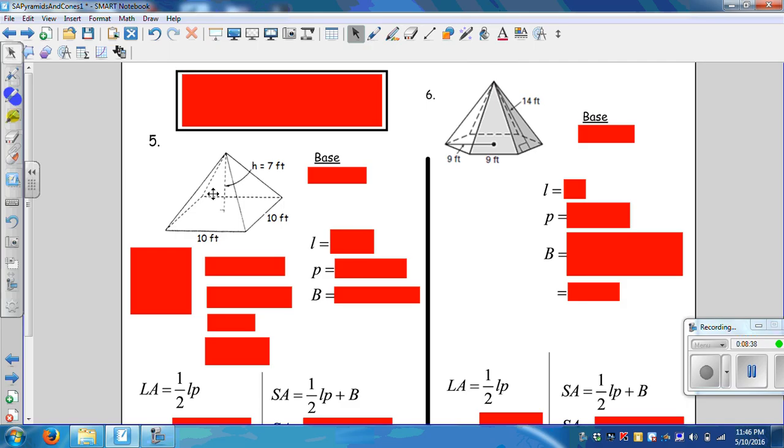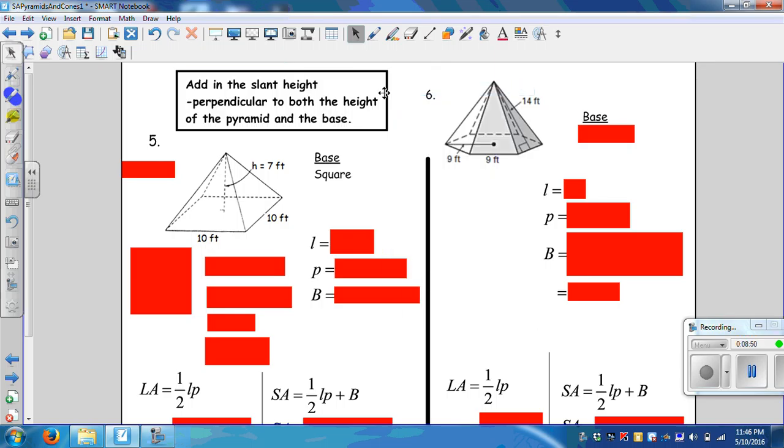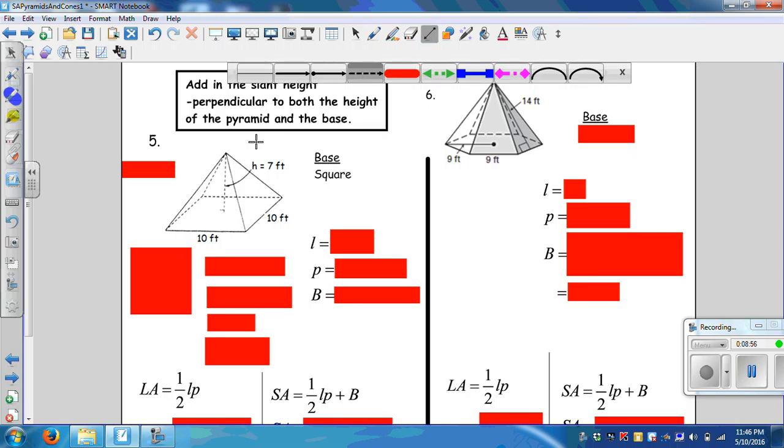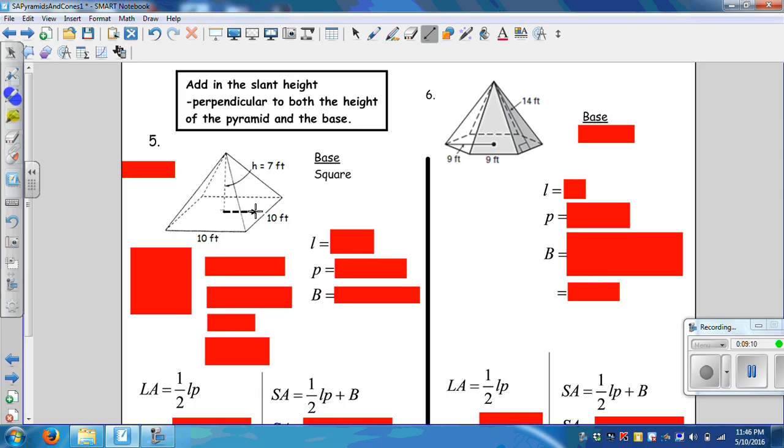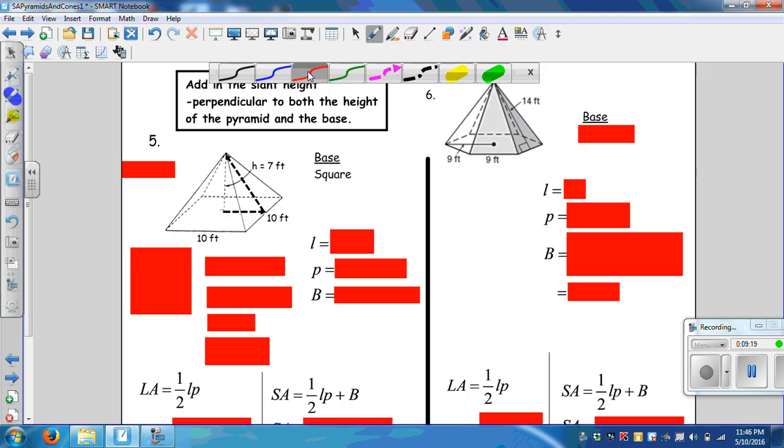Number 5, this particular object has a square on the bottom, so that is a square pyramid. Now this time you'll notice they're only giving you the height of this particular pyramid, and we need slant heights. So you're going to add in the slant height. The slant height, and I'm going to show you where this goes, is going to be perpendicular to both the height and the pyramid of the base. So what we're going to do here is take the height piece, and we're going to connect it over to the 10, and then we're going to connect up for the slant height, and you can see we have a right triangle.